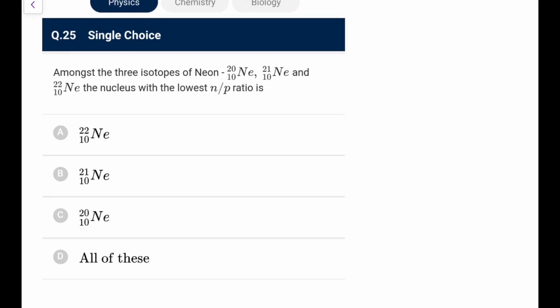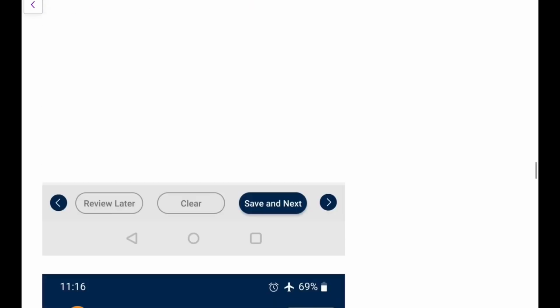Amongst the three isotopes of neon 20, 21, 22, the nucleus with the lowest neutron to proton ratio. So lowest neutron to proton, what is happening? Neutrons are increasing in the others. So the lowest neutron to proton would be in neon 20. That is a very easy one for you.